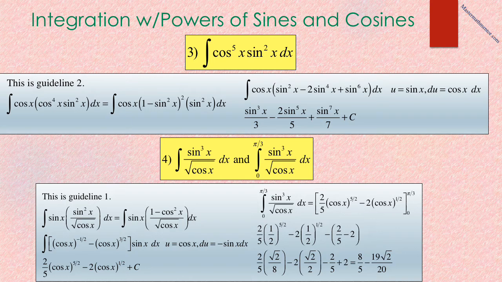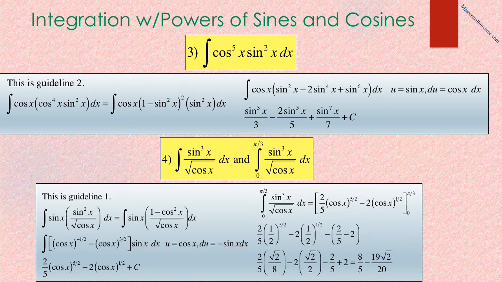U substitution works here. U will equal cosine of x, and du is equal to negative sine of x dx. So when we do the integral, we get 2/5 cosine of x raised to the 5/2 minus 2 cosine of x to the 1/2 plus c. Doing the definite integral, we get 2/5 cosine of x to the 5/2 minus 2 cosine of x to the 1/2, evaluated between 0 and pi over 3.